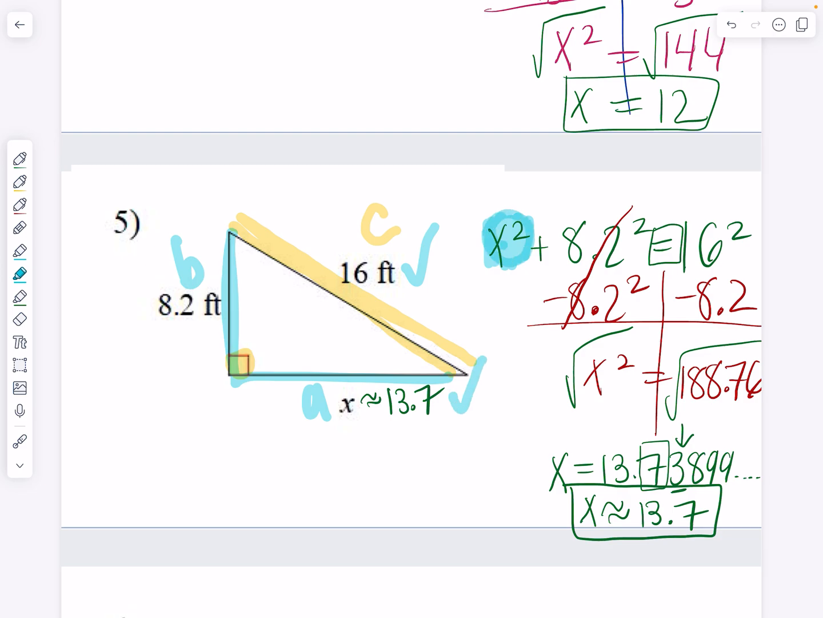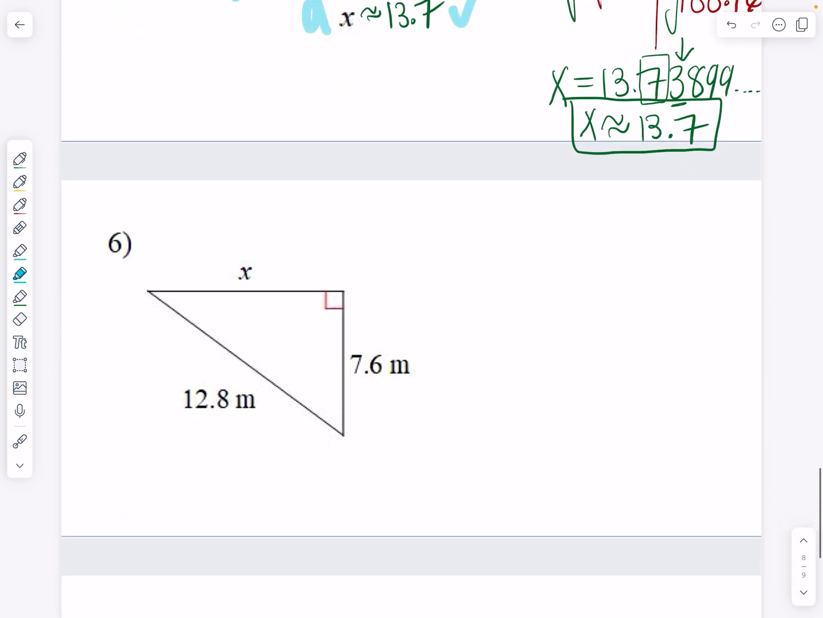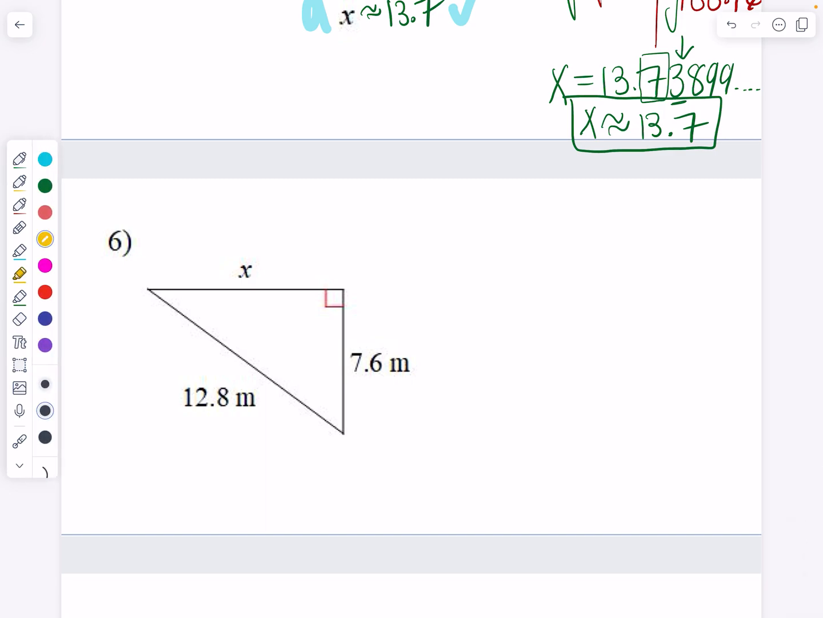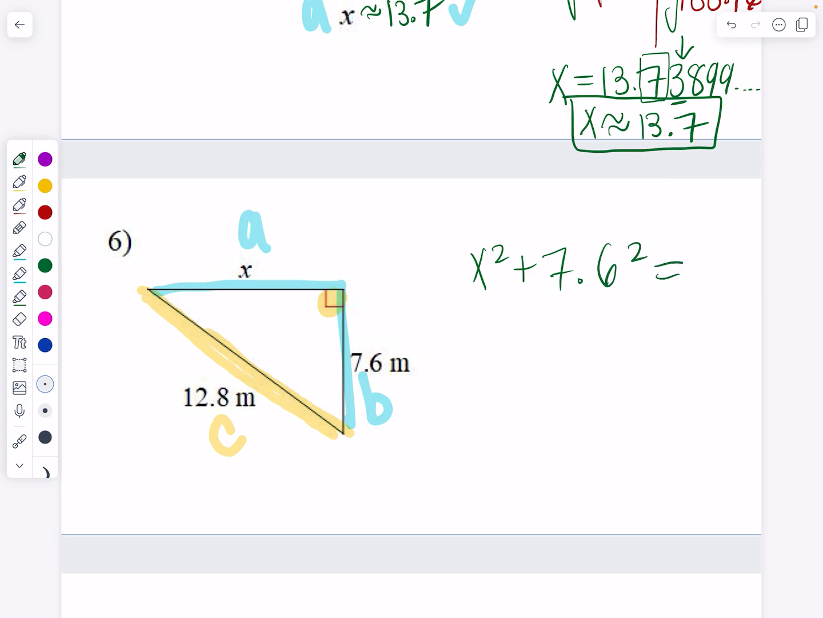So we're going to continue to practice working on our rounding skills. All right, so here is number 6. Here is my right angle, so here is my hypotenuse, the longest side. That's our C value. And then here are my legs. I'm going to label those A and B. And I'm going to plug that into the Pythagorean theorem, which says that x squared plus 7.6 squared is equal to our C value, 12.8 squared.